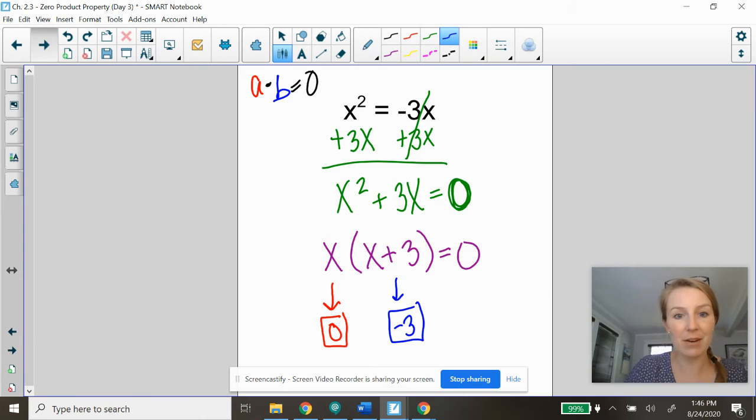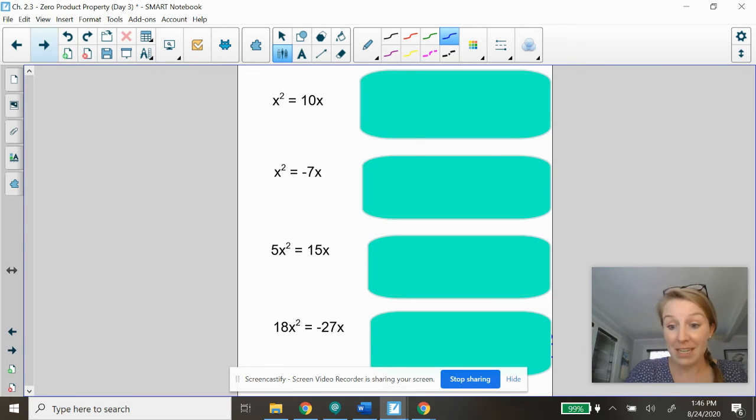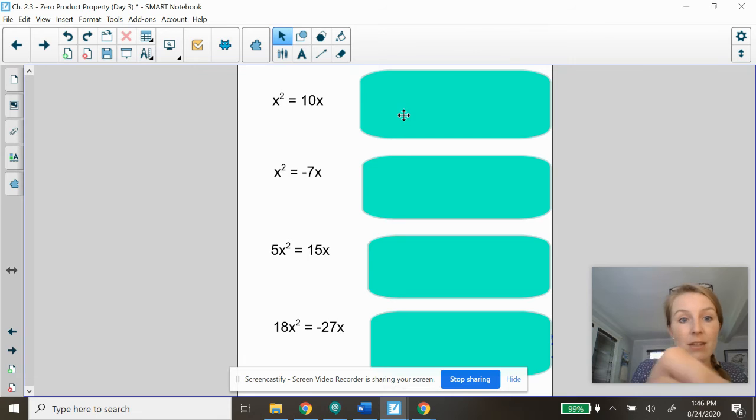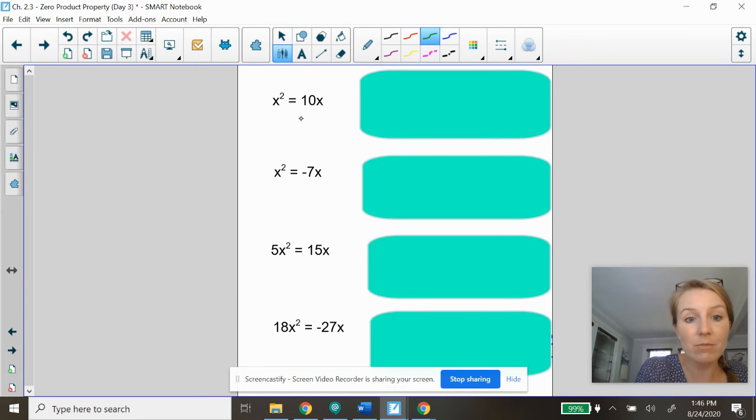All right, here we go. Now you've seen a couple examples. If I did those too fast, rewind the video and watch them again. If you're feeling good, pause the video here and try these 4. All right, here we go. X squared equals 10x. What I'm going to do to both sides is subtract the 10x. That's going to get me to my 0 on the right-hand side.